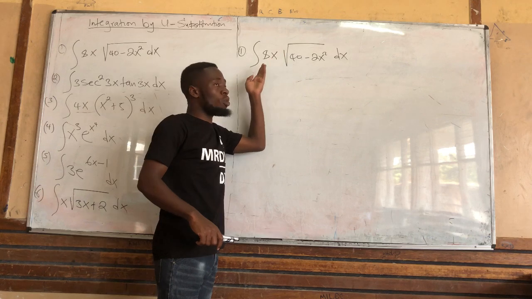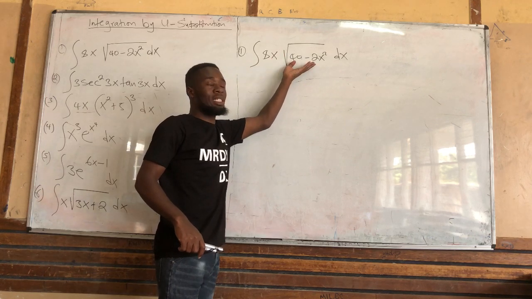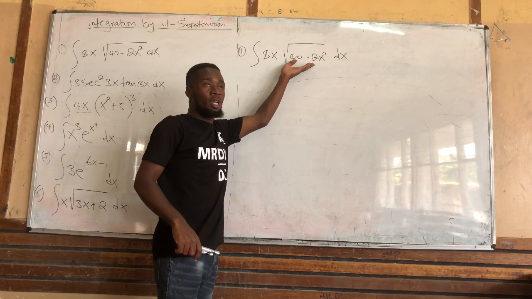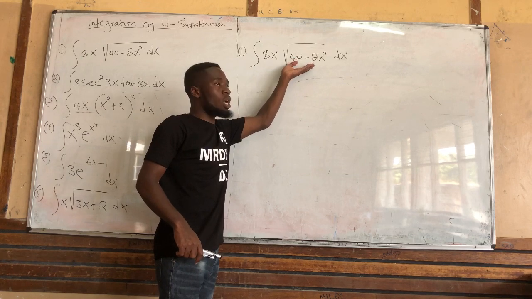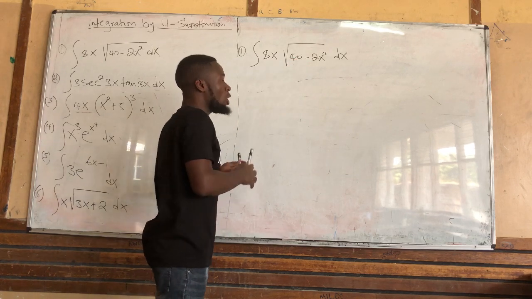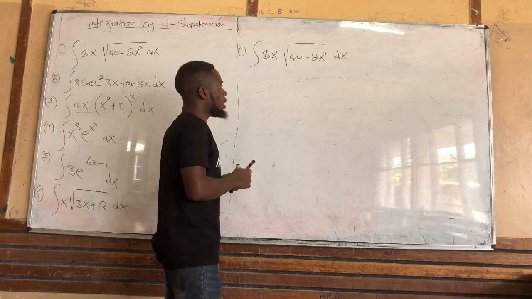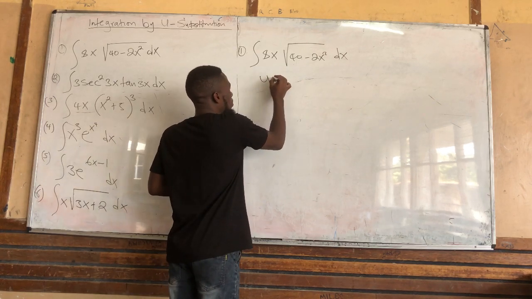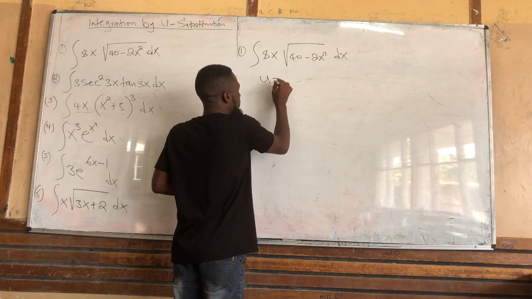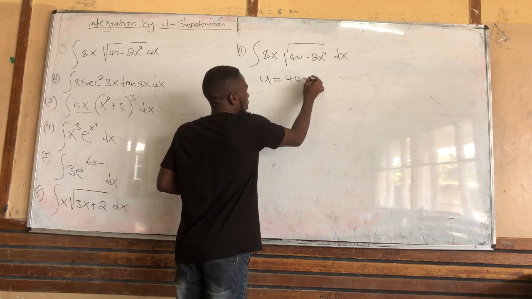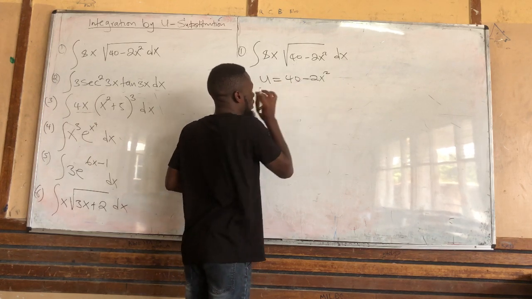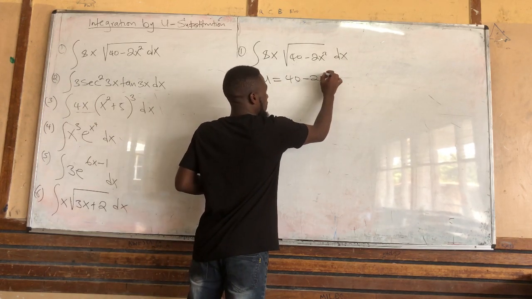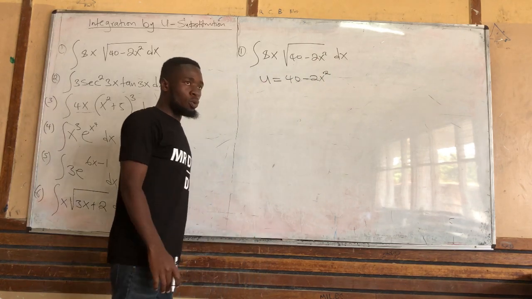So here, you can see you have the integral of 8x square root of 40 minus 2x squared. Which one is complicated? What is inside the square root is complicated. So you let what is inside the square root be equal to u. So let u be equal to 40 minus 2x squared. What do you do next?